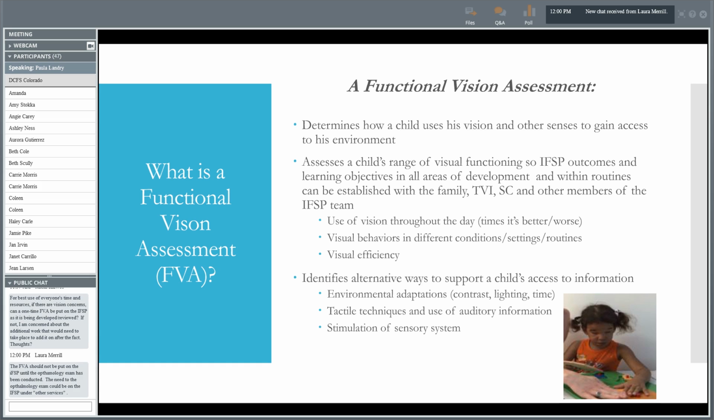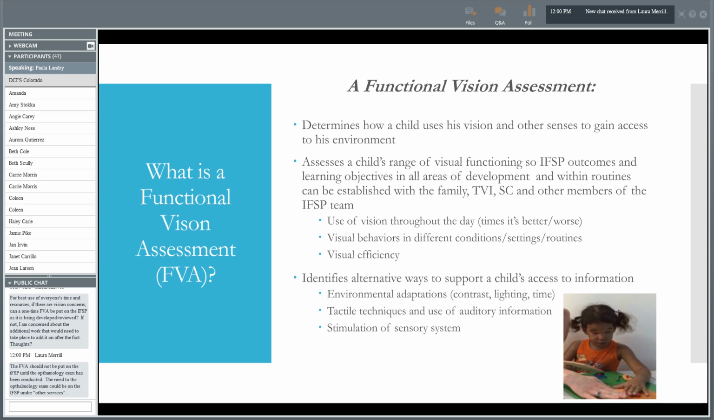We're looking at different visual behaviors. Do they squint their eyes when it's really bright outside? Do they rub their eyes? Do they turn away when they're too overwhelmed and can't look at something anymore? Do they get really tired after they've looked at something for a couple minutes or 10 minutes or 20 minutes? What's the difference there?